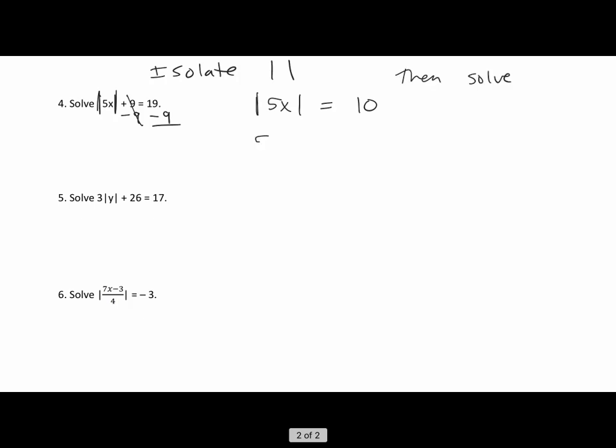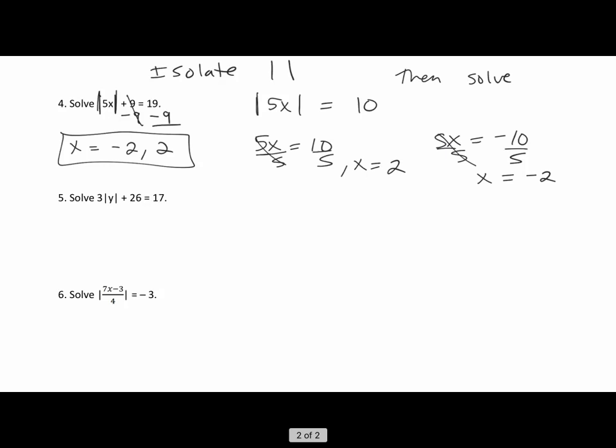Okay, so the distance on the right side is 10, and the distance on the left side will be negative 10. And we can solve these equations for x just by dividing both sides by 5. So we find that x equals 2 and x equals negative 2. So two solutions here.